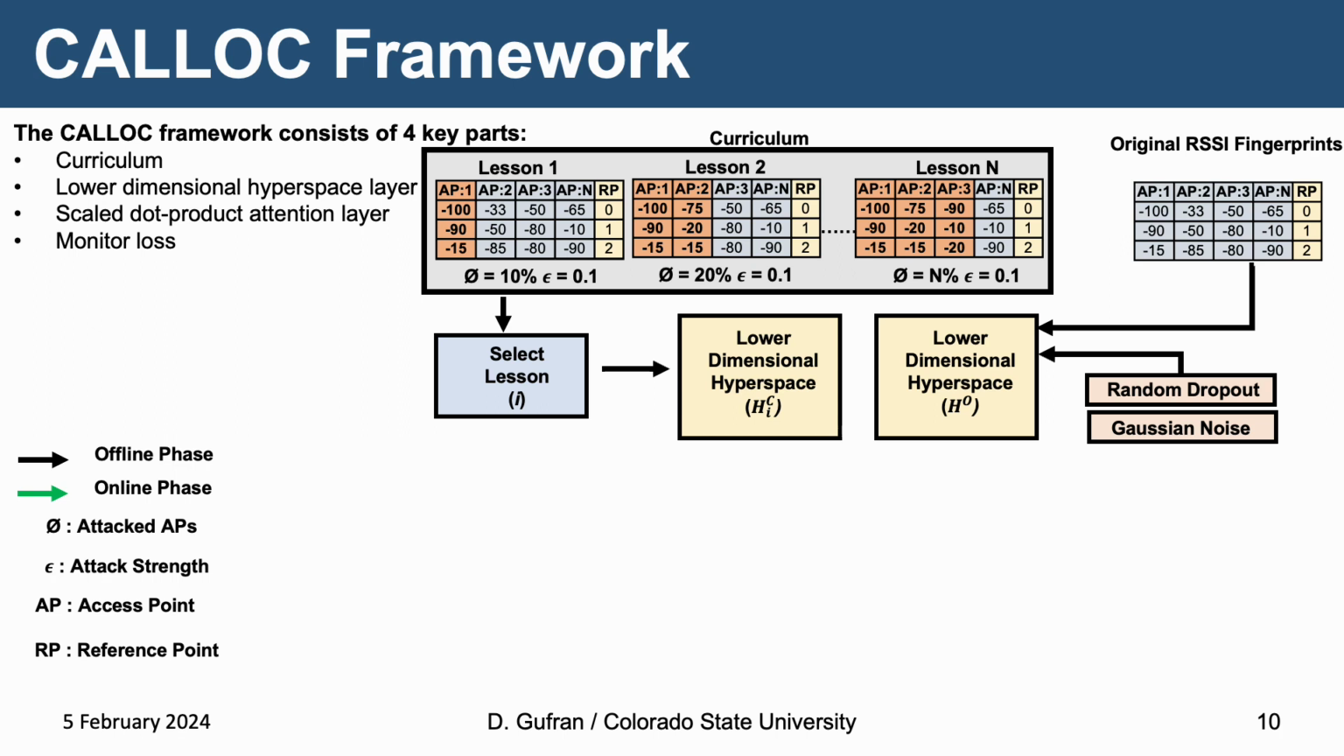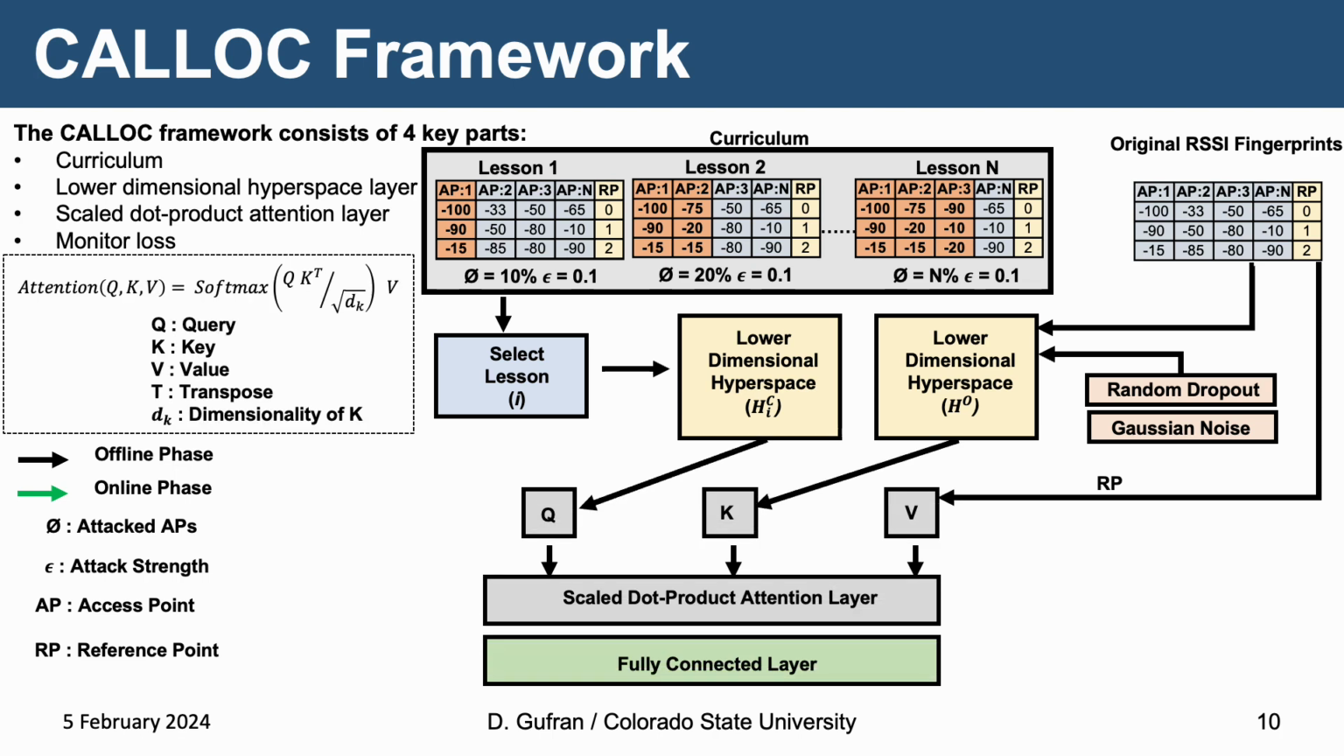To prevent overfitting, random dropout and Gaussian noise are added to the hyperspace of the original fingerprints. The third step involves performing a scaled dot product attention on both hyperspaces, assigning high weights to similar features and lower weights to dissimilar ones. This attention mechanism facilitates efficient feature extraction, guiding the final fully connected layer to make accurate location predictions.